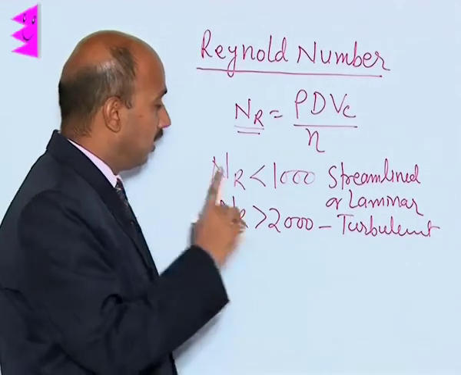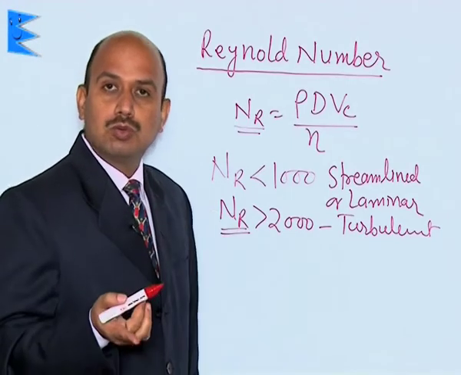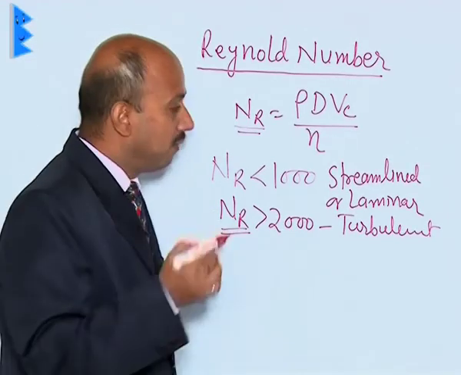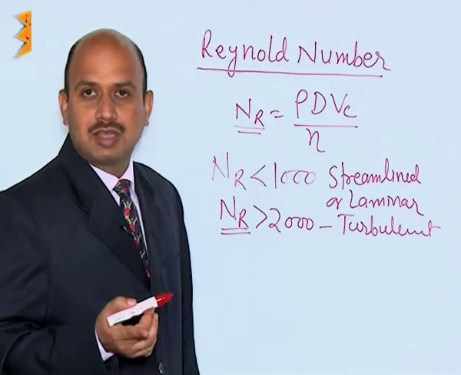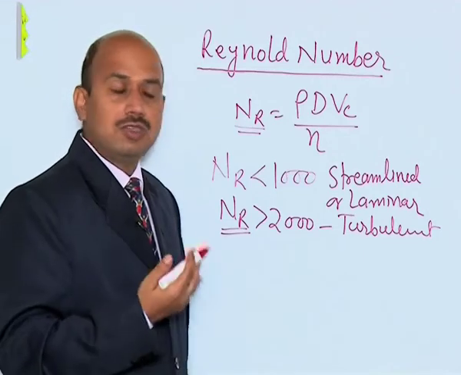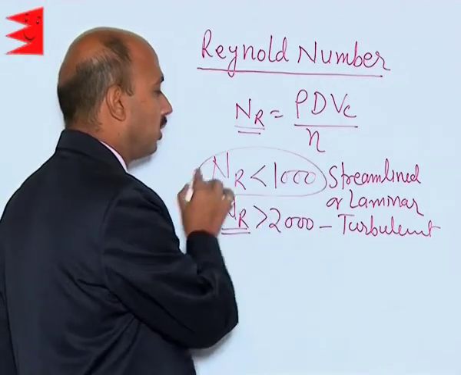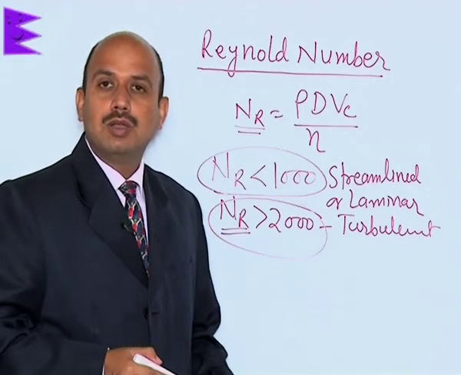But if the value of Nr is between 1000 and 2000, the flow is neither streamlined nor turbulent. Actually that is an unsteady state of the flow of the liquid. So just by knowing these numbers or the range of Nr, you can tell whether the flow is streamlined or turbulent.